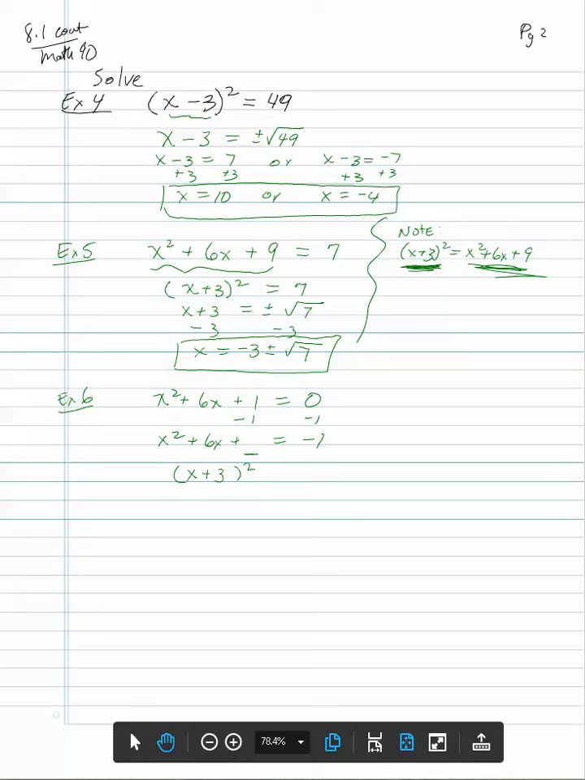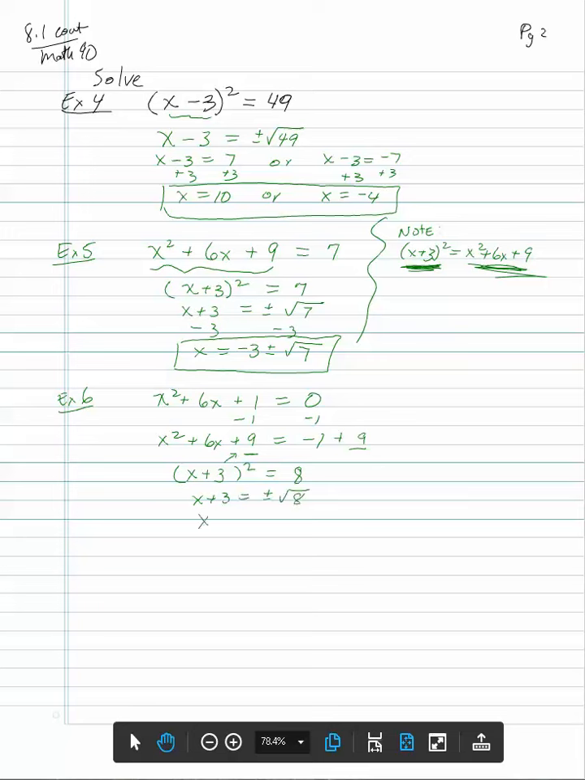So for the left side to be equal to x plus 3 squared, I have this missing term that needs to be 9. Now, can I just add 9 to one side of the equation? And the answer is no. But if you add 9 to both sides of the equation, then you're okay. Then you're in business. So now the left side is x plus 3 squared, and the right side is 8. Then you square root both sides.